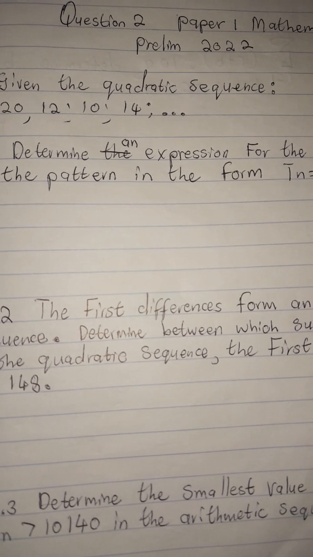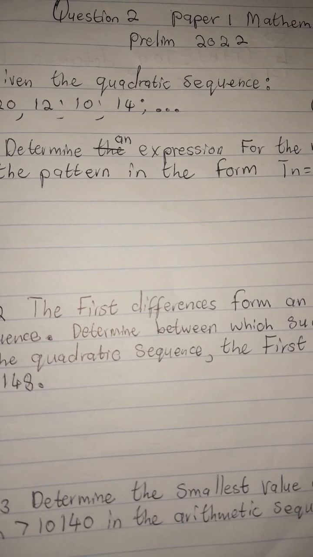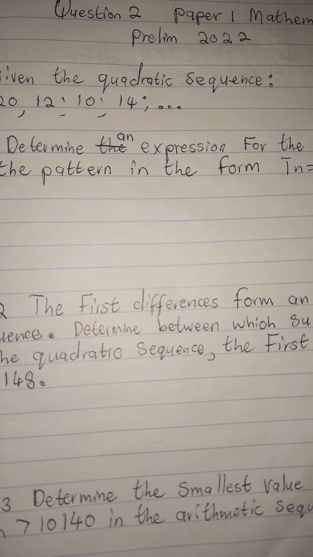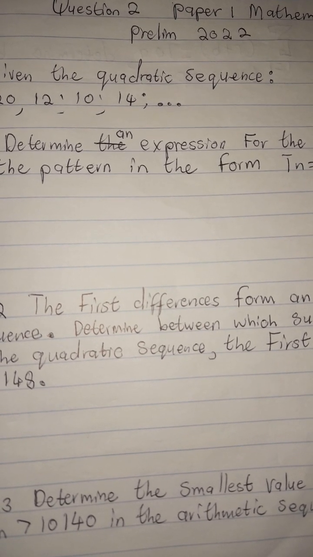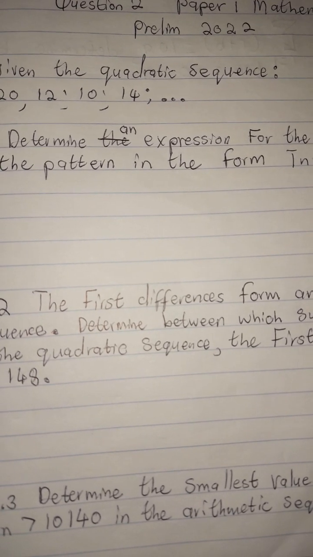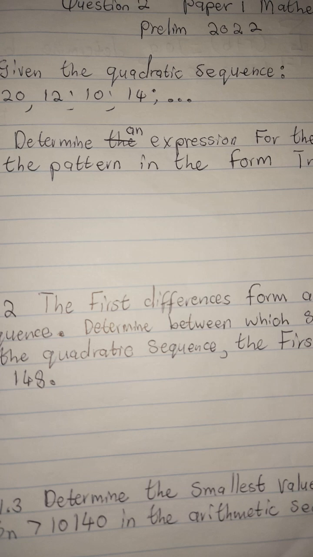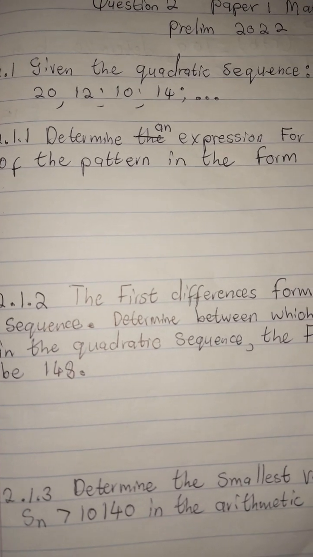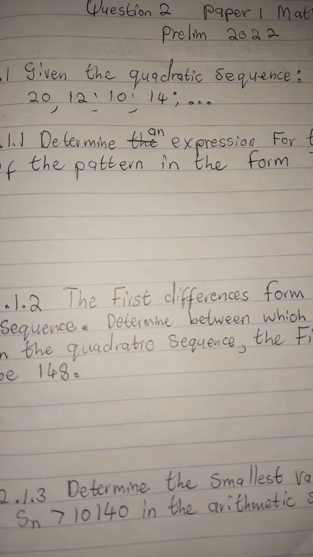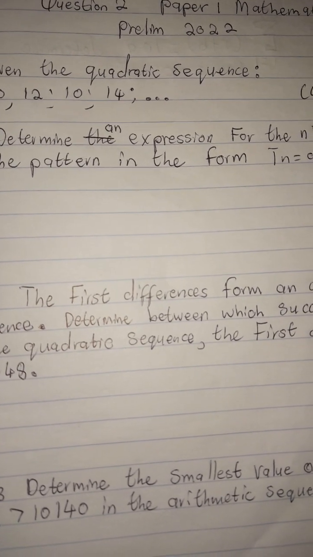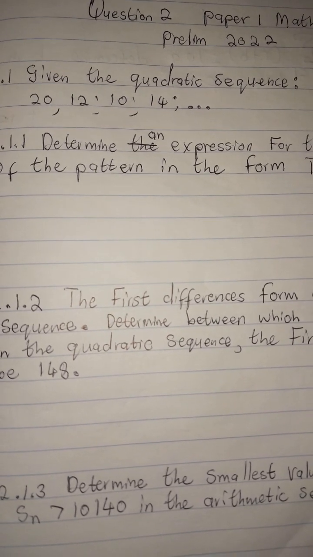Right, we are looking at Prelim, Grade 12, Mathematics Paper 1, Gauteng. This was a paper that was written last year in Prelim 2022, Gauteng Grade 12, Paper 1, Mathematics. So basically, we are looking at question 2, where we are going to look at patterns. But the type of pattern that we are going to focus on in this question paper was a quadratic pattern.